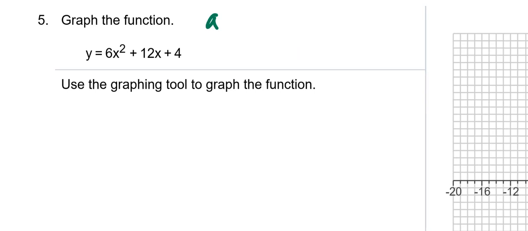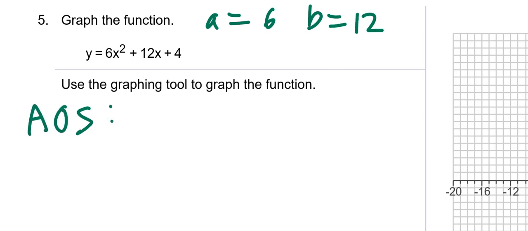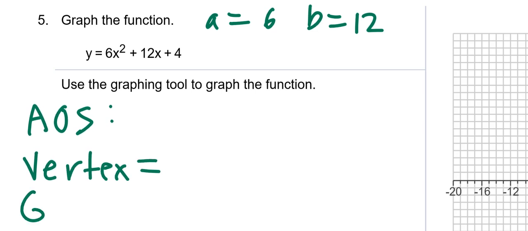Okay. So A is equal to what? 6. B is equal to 12. So first, find my axis of symmetry, and then my vertex, and then graph it. Get this done, folks. Okay.